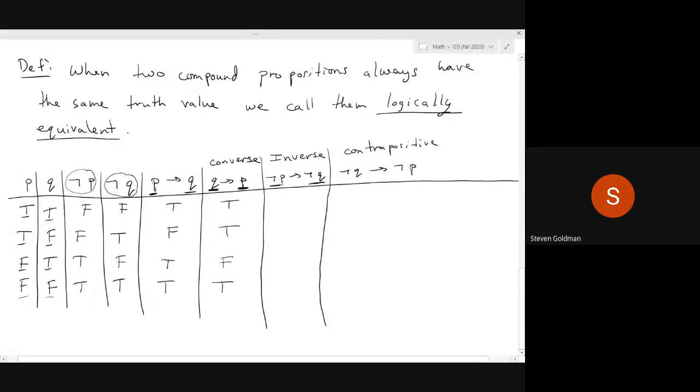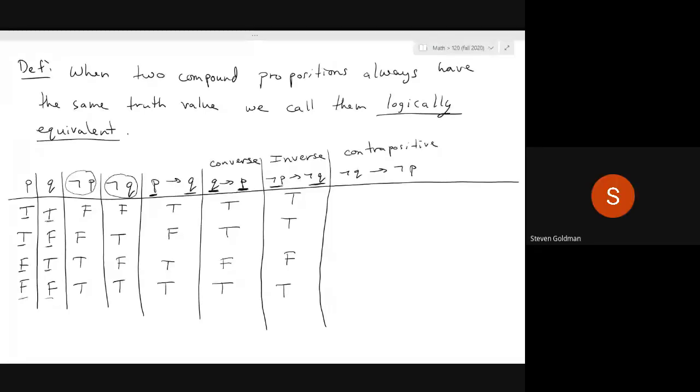Here's not Q. So in the first row, they're both false, so the statement is true. In the second row, the hypothesis not P is false and the conclusion is true, so that's true. Next row, the hypothesis not P is true, not Q is false. Whenever I have true, false, it's false. And in the last one, they're both true, so the statement is true. So the only time "if not P, then not Q," the inverse, will be false is when not P is a true statement and not Q is a false statement.